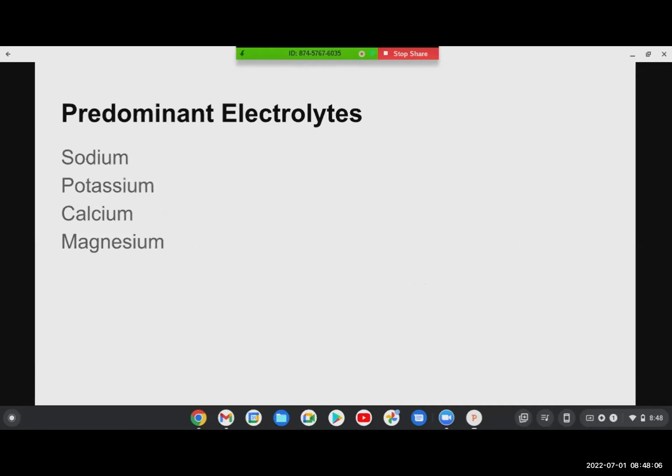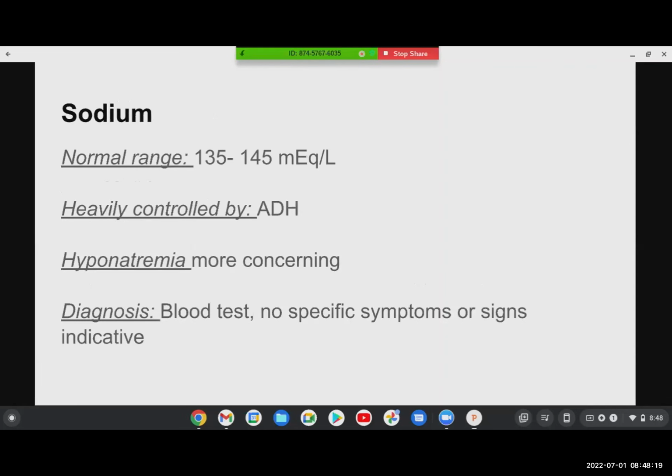So now I'll move on to the fluid and electrolyte balances. The predominant electrolytes that I'll be talking about are sodium, potassium, calcium, and magnesium balance. The normal range of sodium to be maintained in the body is about 135 to 145 milliequivalent per liter. Sodium balance is heavily controlled by antidiuretic hormone, which is secreted by the posterior pituitary. Hyponatremia is found to be more concerning than hypernatremia, and diagnosis has to be made by blood test only, because no specific symptom or sign is clearly indicative of a hypo or hypernatremia status.